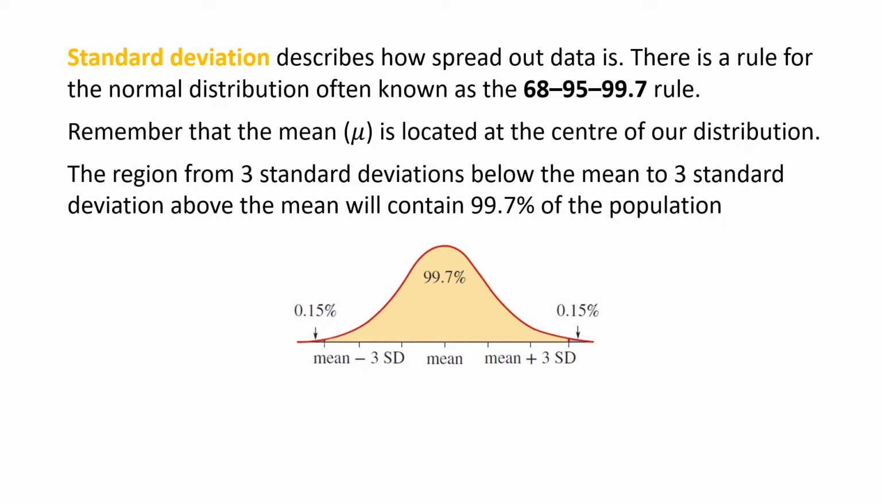0.15% is going to be below 3 standard deviations in that little tail on the left, and 0.15% of the population will be above 3 standard deviations in that little tail on the right.